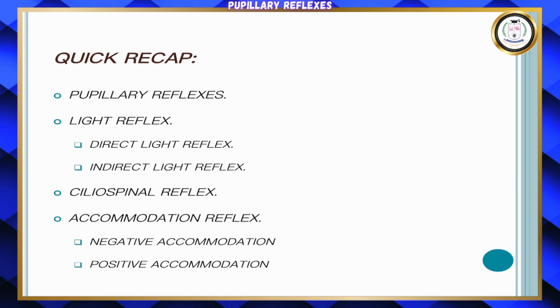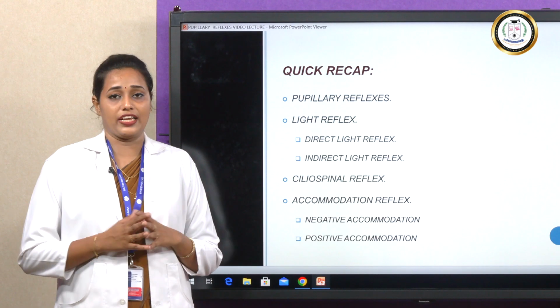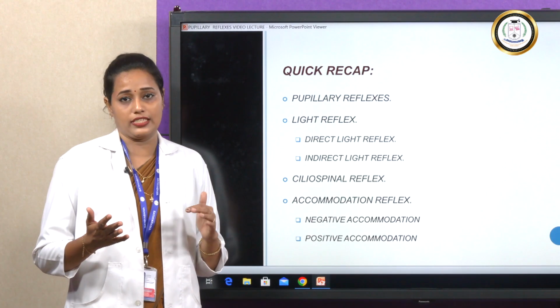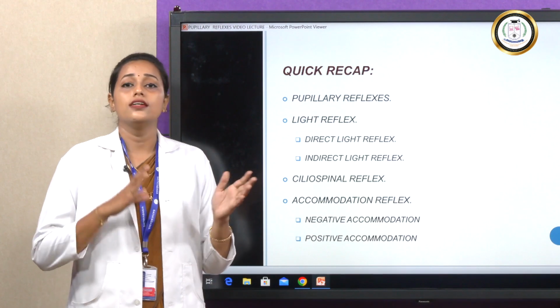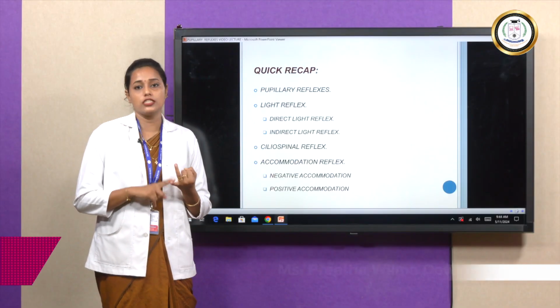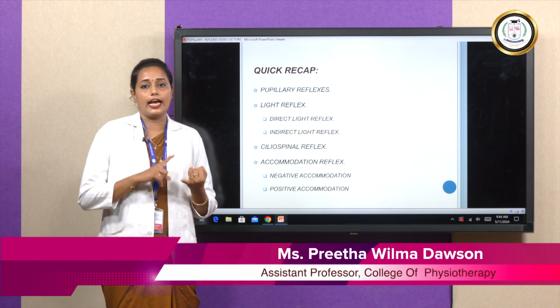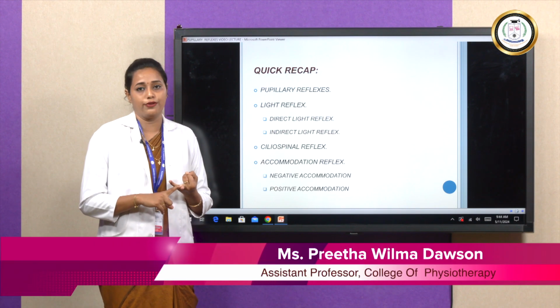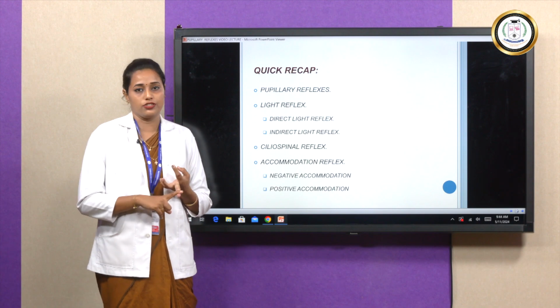Now let's have a quick recap of today's session. First, we discussed what pupillary reflexes are. Pupillary reflexes are called visceral reflexes. This alters the size of the pupil. It consists of three types of reflexes. The first one is light reflex, the second one is ciliospinal reflex, and the third one is accommodation reflex.